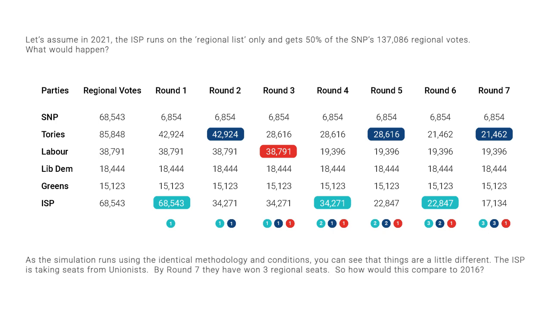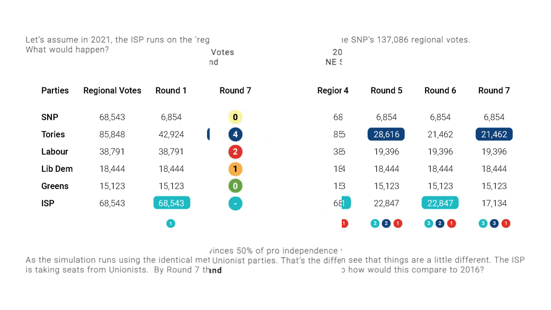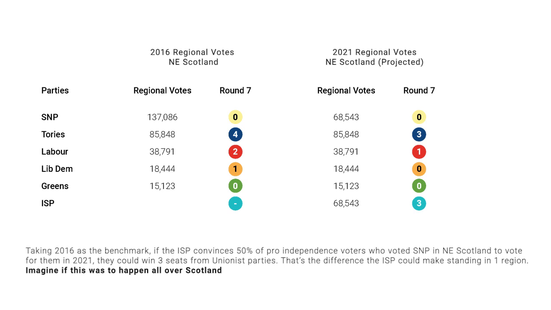So how would this compare to 2016? Taking 2016 as the benchmark, if the ISP convinces 50% of the pro-independence voters who voted SNP in North East Scotland to vote for them in 2021, they could win 3 seats from unionist parties. That's the difference the ISP could make standing in one region. Imagine if this was to happen all over Scotland.